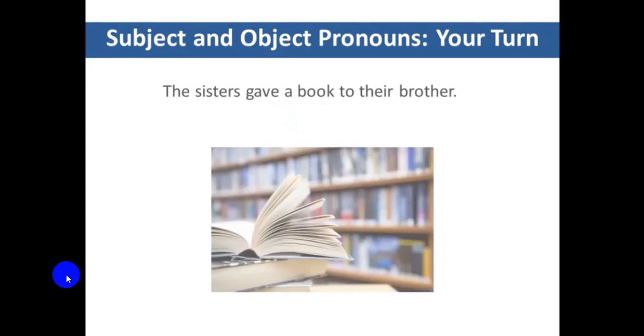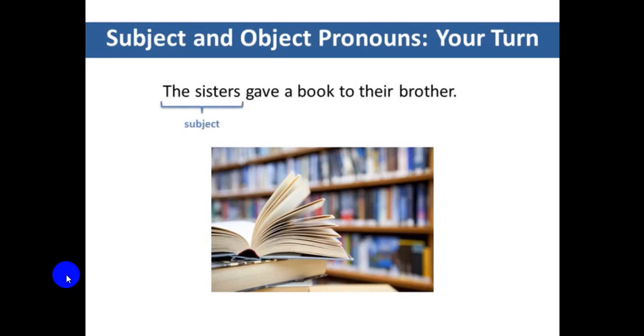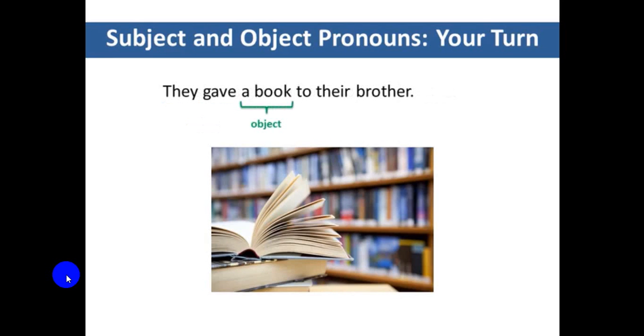How about this one? The sisters gave a book to their brother. In this sentence, the sisters do the action and are the subject. The sisters is plural, so we replace the sisters with they. Book comes after the verb, gave, and is an object. We replace book with it.